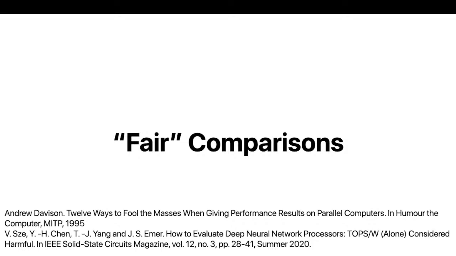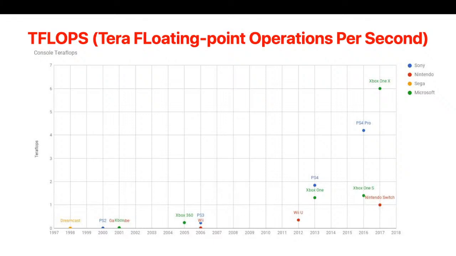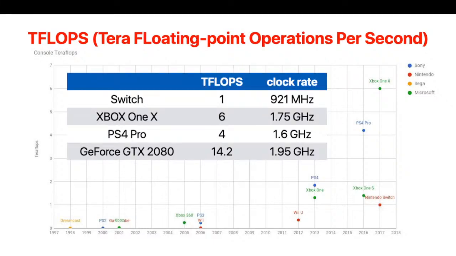Now, we still have a few minutes left, and I do want to bring in this issue of fair comparison, and that's one of the reasons we brought up great pretenders at the beginning of the lecture. You will see a lot of performance metrics that the industry uses to fool you. One of them is TFLOPS. When you are buying a gaming machine or a game console, this is what they will tell you. Xbox One tells you it has 6 teraflops, PS4 gives you about 4 TFLOPS, and GeForce gives you about 14 TFLOPS.